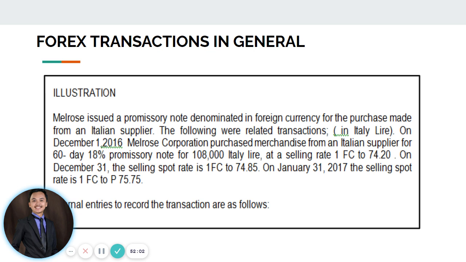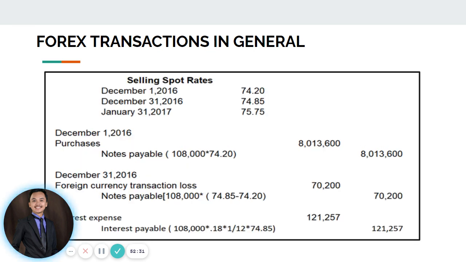Okay? So this time, same, there are three important transactions or dates nga kailangan nato: the transaction date, the balance sheet date, and the settlement date. And since we are the borrower here, we are the ones who issued the promissory note, then therefore we will use the selling rate. Okay? So on these dates, we will be recognizing these selling spot rates. Of course, we have 74.20, 74.85 on December 31, and January 31, 2017 for 75.75.